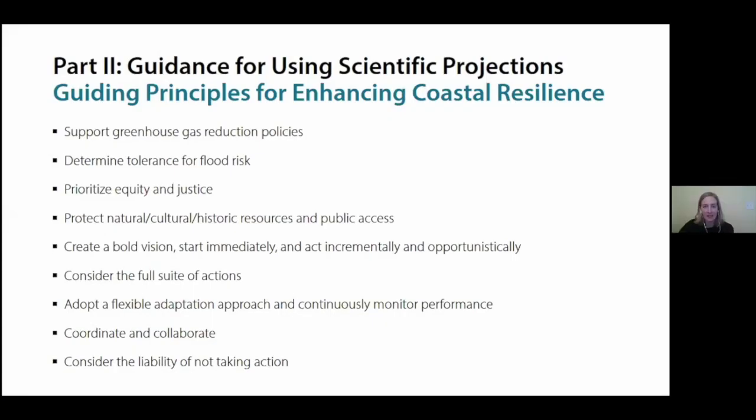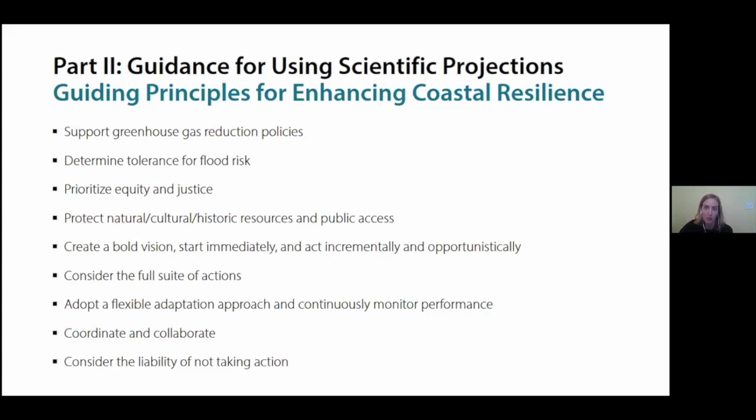All right, so the 9 guiding principles are listed here and explained in more detail in the document. The guiding principles state that decision makers incorporating coastal flood risk projections in any decision should support greenhouse gas reduction policies that help us avoid the worst of the impacts, so that help us stay on that RCP 4.5 scenario or even better. Use an approach that considers how tolerant the project is to flood risk, and we'll talk more about that in a few slides. Prioritize equity and justice for the most socially vulnerable populations among us.